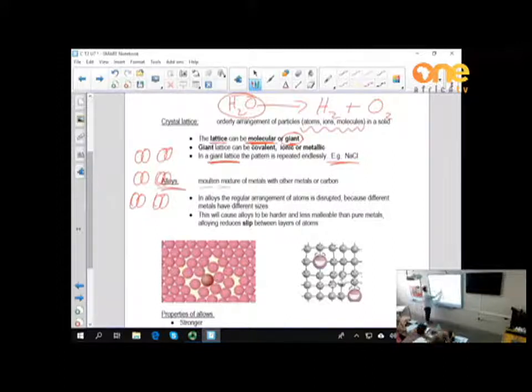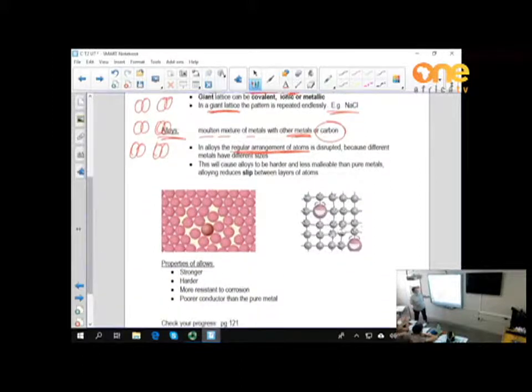Alloys are molten mixtures of metals, as we said the other day, with other metals or carbon. In alloys, the regular arrangement of atoms, in other words the crystal lattice, is disrupted. And here I have a picture of what it can be. Here I have a very orderly arrangement of particles. And then this pattern gets disrupted because I have a bigger particle in between. This would be, for example, a carbon atom between sodium ions. Here's just another picture to show you. Here we have our orderly crystal lattice that is very definitely disrupted by different sized particles.